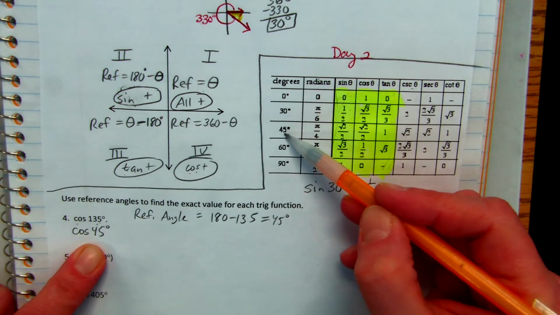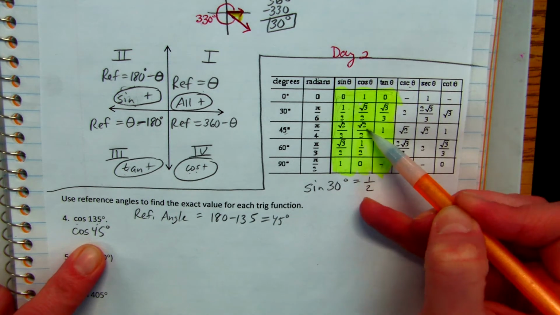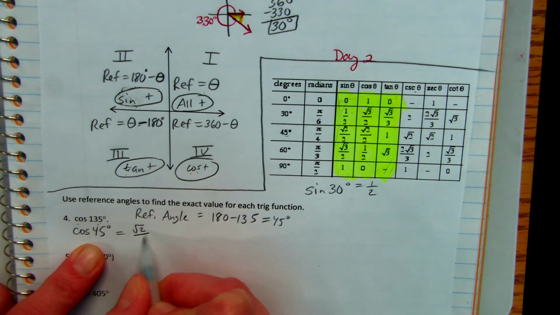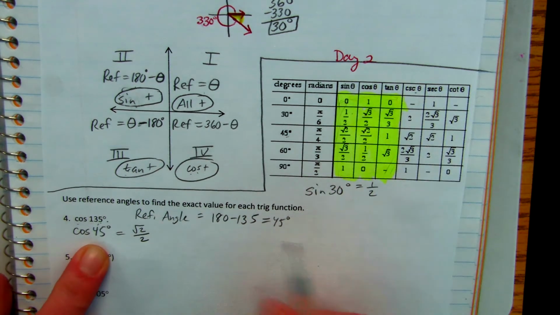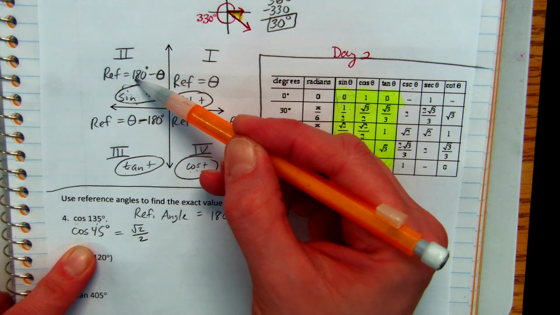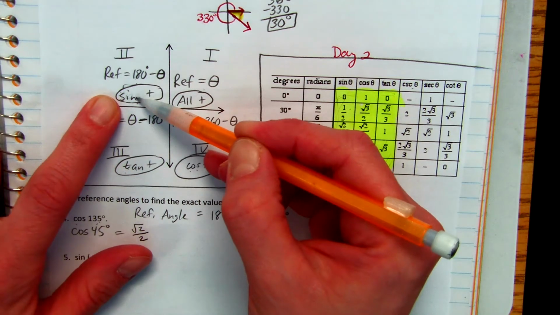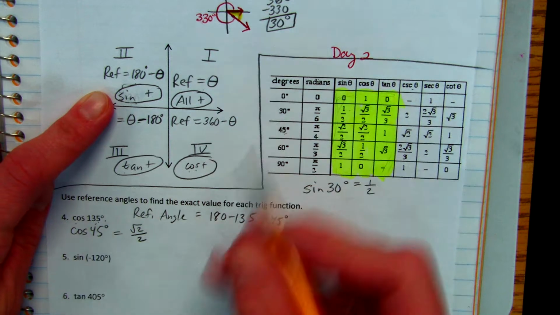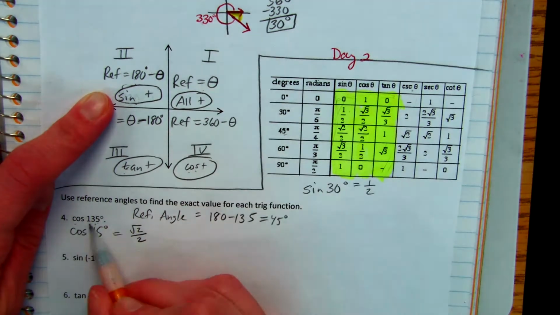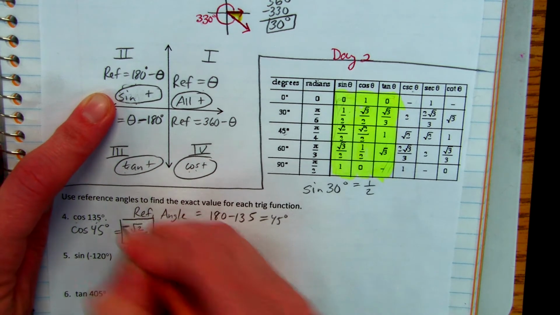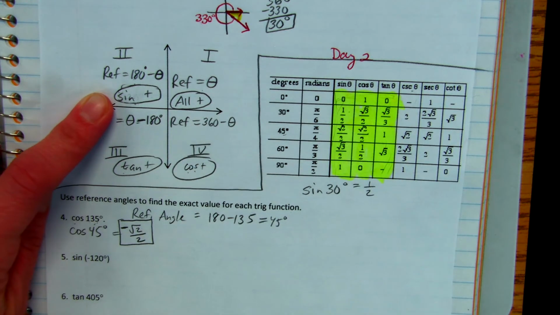So I'm going to go cosine in the table next to 45 degrees, and I have square root of 2 over 2. And then the only thing I have to do is go, okay, in the second quadrant, is cosine positive? Well, sine's positive, but cosine's not listed. So that means on your final answer, for 45, it'd be square root of 2 over 2, but for 135, we have to slap a negative on it because it's in the second quadrant.